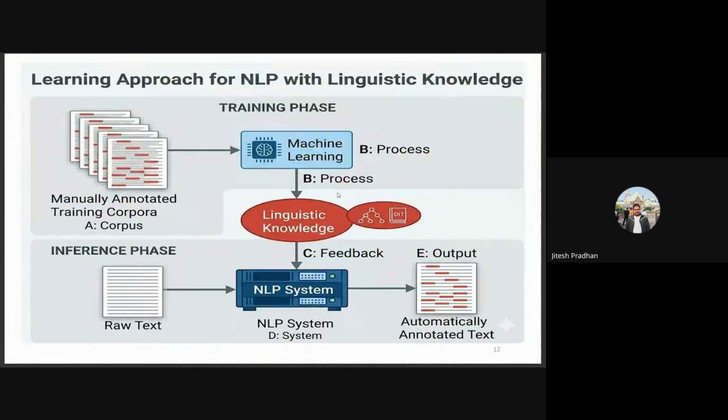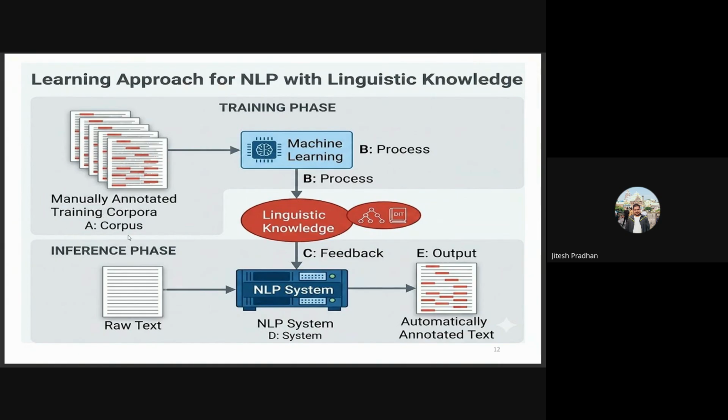Okay, now let's look at the learning approaches for NLP with linguistic knowledge. This is the basic architecture of an NLP process, where we start with a corpus. So what is a corpus? A corpus is our data set. In simple words, it is where we are going to train our model.